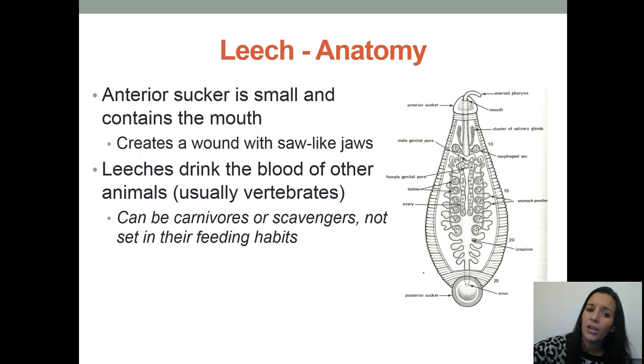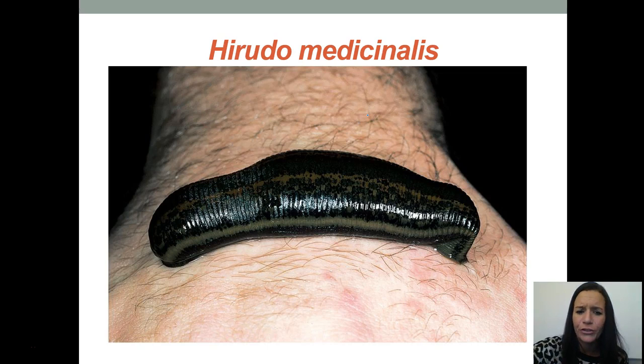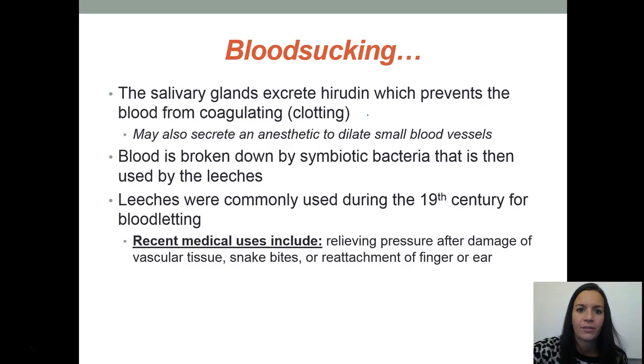So the anterior sucker, like I mentioned, is small and has the mouth, and this is what leeches are known for, because this mouth is going to create a wound with their saw-like jaws, and this is how they drink the blood of other animals, and it's usually vertebrates. They can be carnivores or scavengers, and they're really not set in their feeding habits, but blood is what they definitely prefer. Here's just a closer look at a leech on someone, pretty gross. And blood sucking in general.